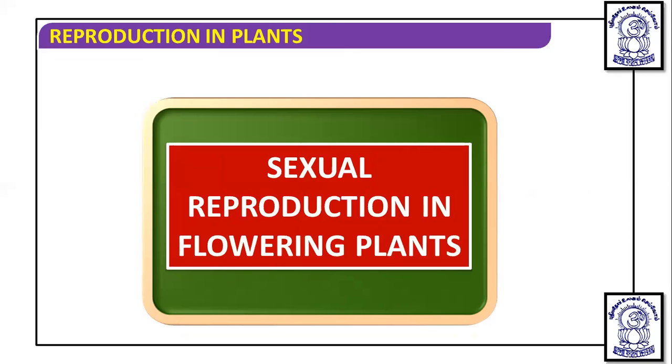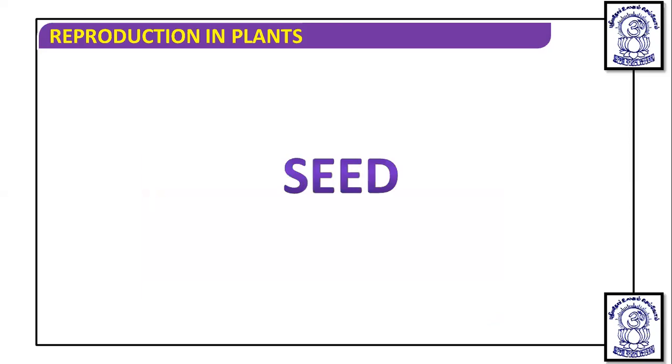Dear students, we have already started a lecture series on sexual reproduction in flowering plants. In the previous lecture, we studied the endosperm and embryo. You know that these both structures are formed within the seed, so we have to deal with the seed part as well. Seed is actually derived from the ovule, so we will be talking about this seed in detail.